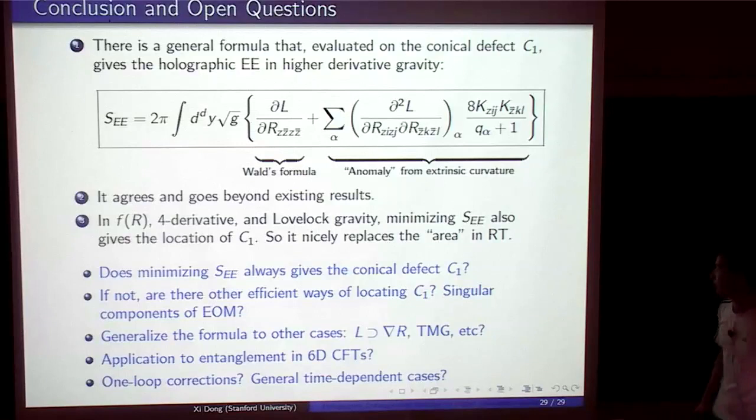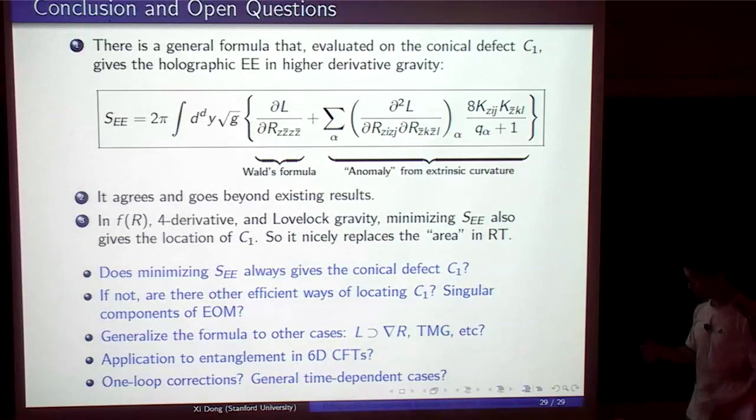It would be nice to generalize the formula to other cases where, for example, we have derivatives of the Riemann tensor in the Lagrangian, which I haven't talked about. I think in this case, one just needs more bookkeeping, because derivatives hitting the Riemann tensor require one to expand the Riemann tensor to higher orders in the expansion of the metric. So one needs to work more systematically.